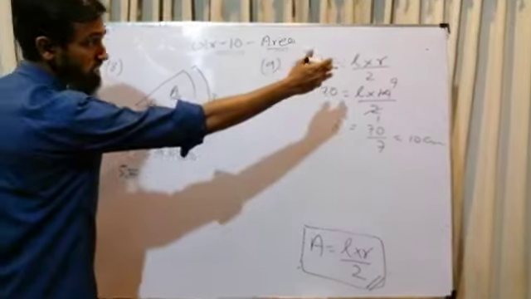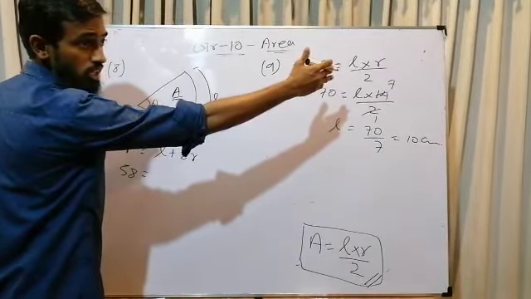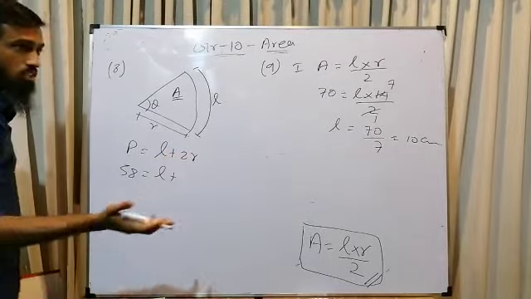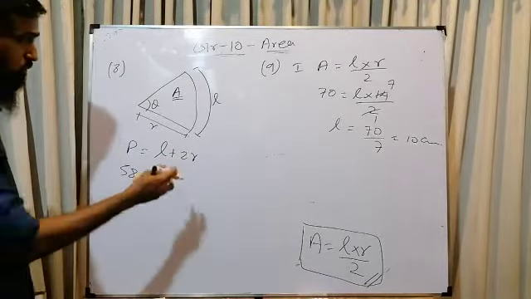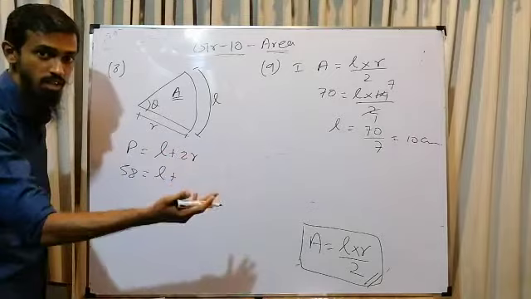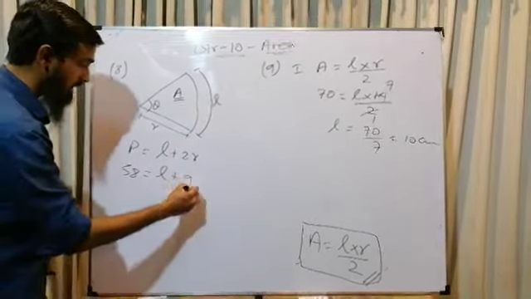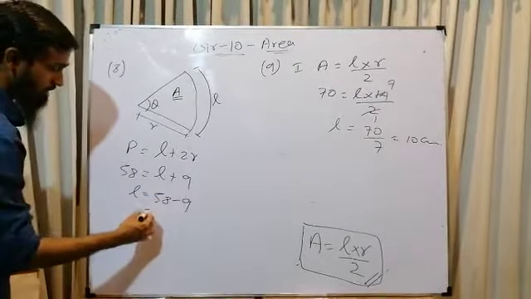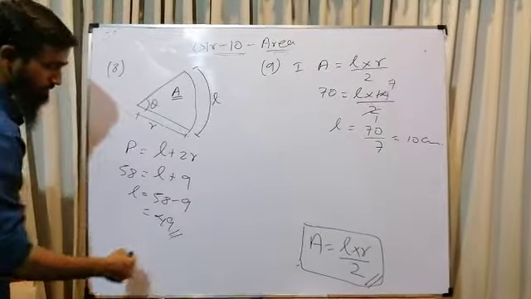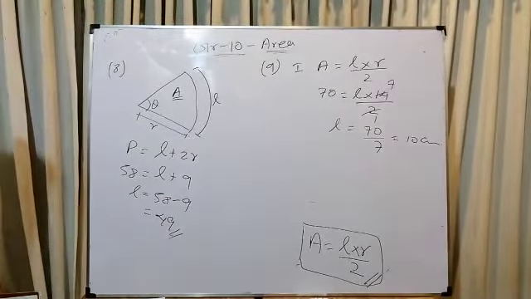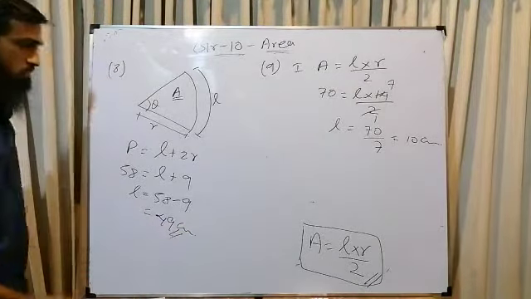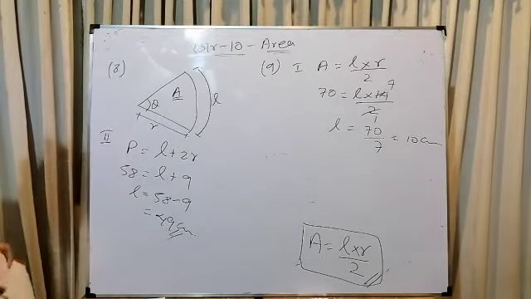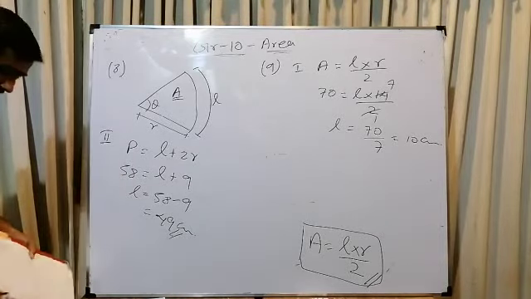If you want to use this equation, you need to know the arc length. So L plus 2r, and 2r means the diameter, which is 9. So L equals 58 minus 9. So it's 49 centimeter. So using the perimeter value, we found the arc length.